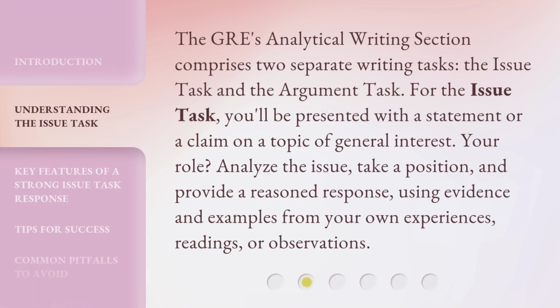The GRE's Analytical Writing Section comprises two separate writing tasks: the issue task and the argument task. For the issue task, you'll be presented with a statement or a claim on a topic of general interest. Your role? Analyze the issue, take a position, and provide a reasoned response, using evidence and examples from your own experiences, readings, or observations.